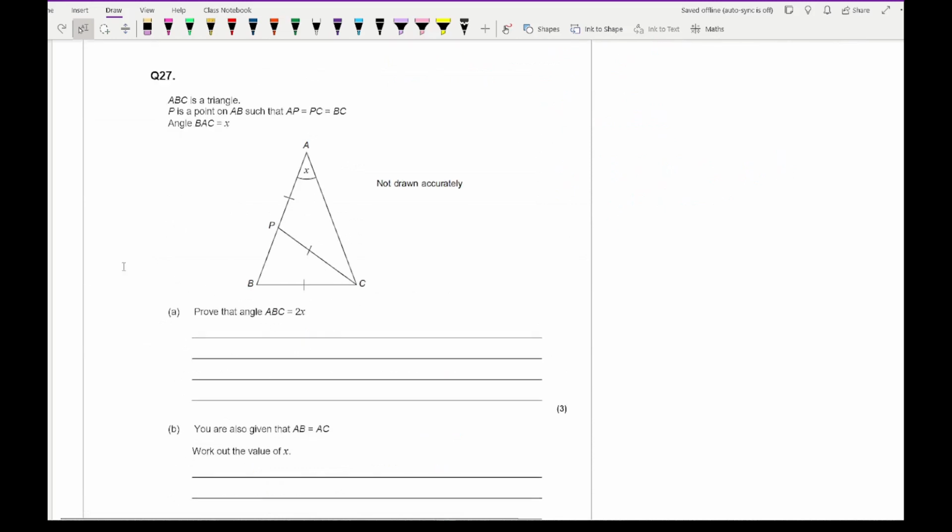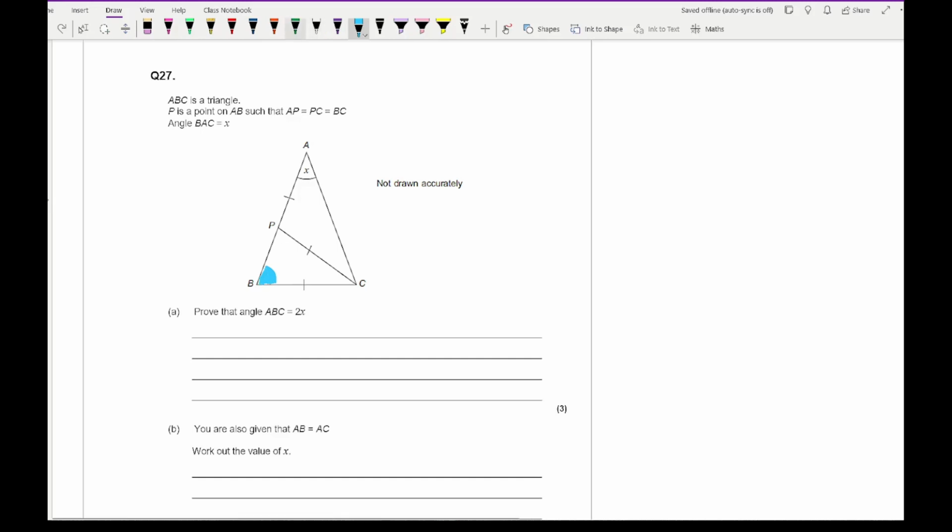Then moving on to our last question, it says that ABC is a triangle. P is the point on AB such that AP equals PC equals BC and angle BAC equals x. Prove that ABC equals 2x. So for this, what we want to do is make sure that we're recognizing what we're wanting to prove. So we're wanting to find this angle here. So for 3 marks, let's have a look at what this is going to be.